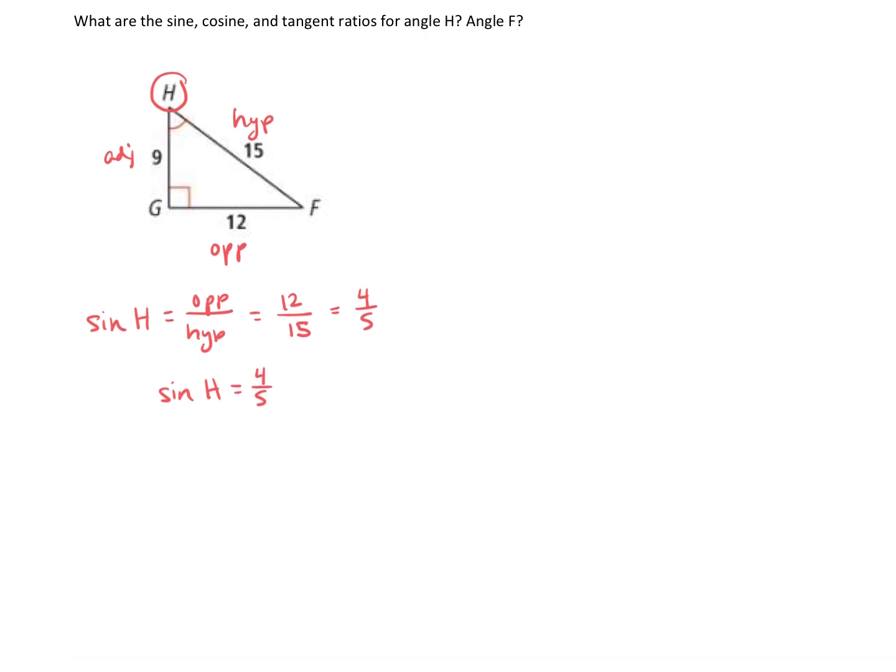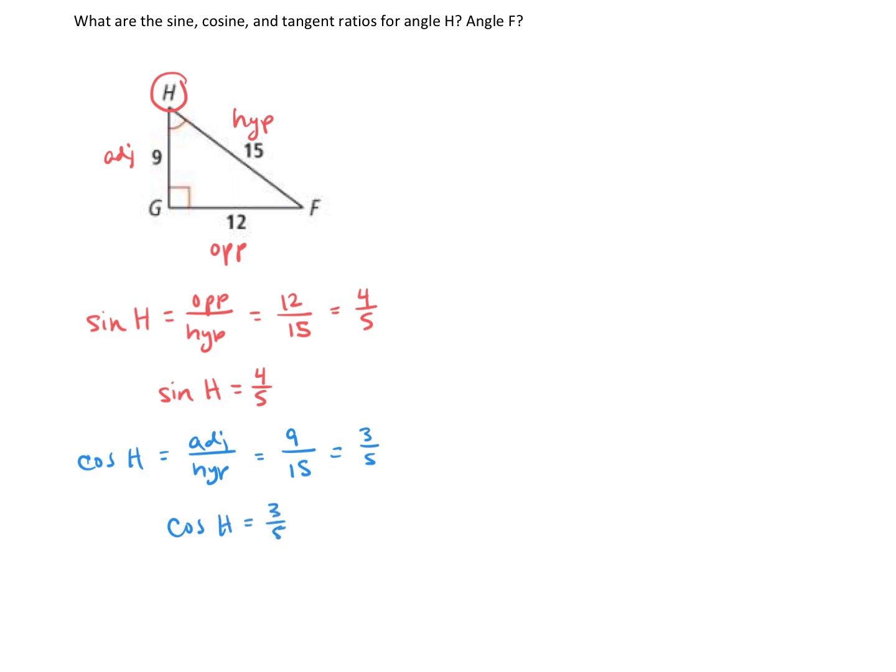Now let's find the cosine of angle H. Cosine is the adjacent side over the hypotenuse. According to our triangle, the adjacent side is 9. The hypotenuse is still 15. 9 over 15 will reduce to 3/5. So we'll just rewrite that. The cosine of angle H is equal to 3/5.